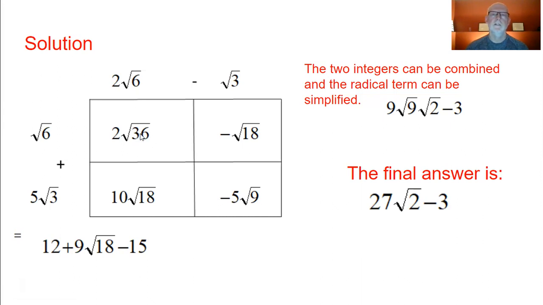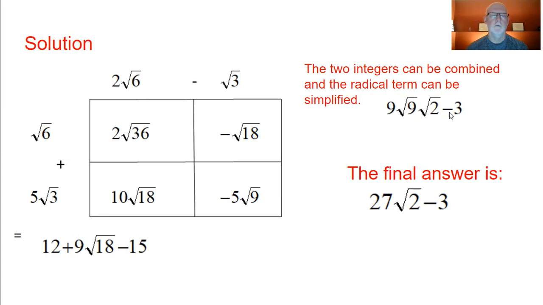Square root of 36 is 6. 6 times 2 is 12. That's where the 12 comes from. Square root of 9 is 3. So anytime we have a perfect square, we would replace it with its natural number equivalent. So negative 5 times 3 is negative 15. So we've got 3 terms here. But now the 2 integers, the 12 and the minus 15, they can be combined into 1. That's how we get this negative 3 over here.